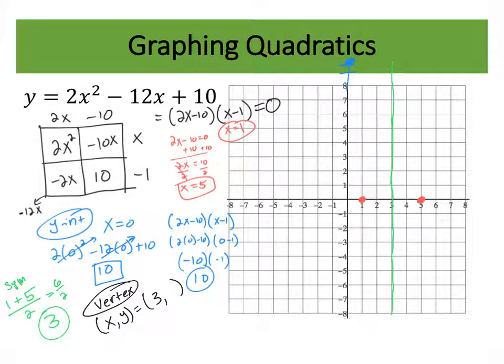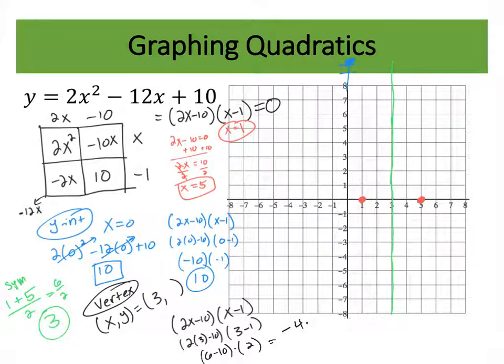And I'm going to plug it into the factored form because I think that's easier for me to calculate. So 2x minus 10 times x minus 1. I substitute the line of symmetry in. So 2 times 3 minus 10 times 3 minus 1. 6 minus 10 times 3 minus 1 is 2, so that is negative 4 times 2 is negative 8. So the y value of my vertex is negative 8. So 3, negative 8 is my vertex, and I'm going to plot that on my grid.